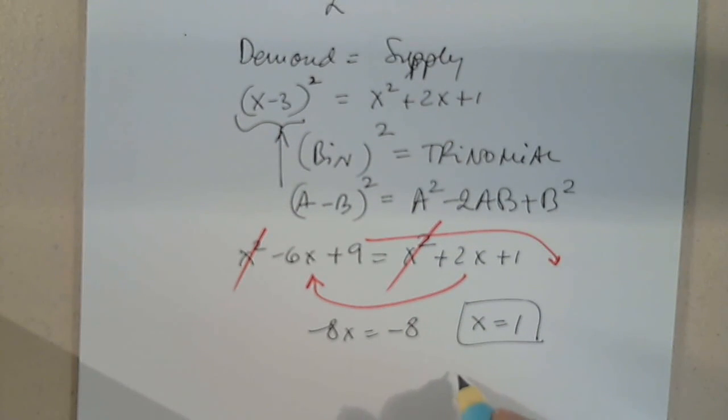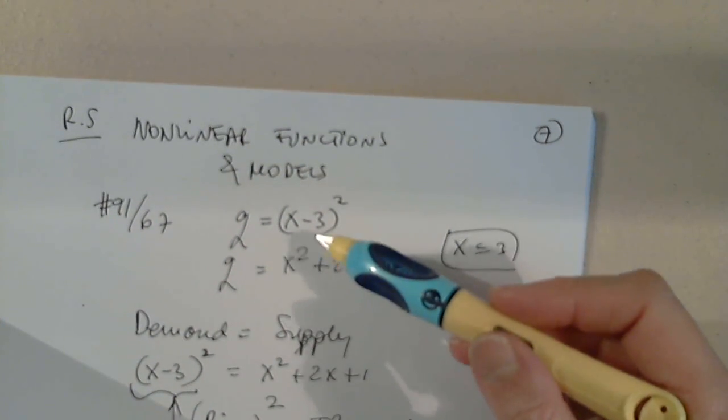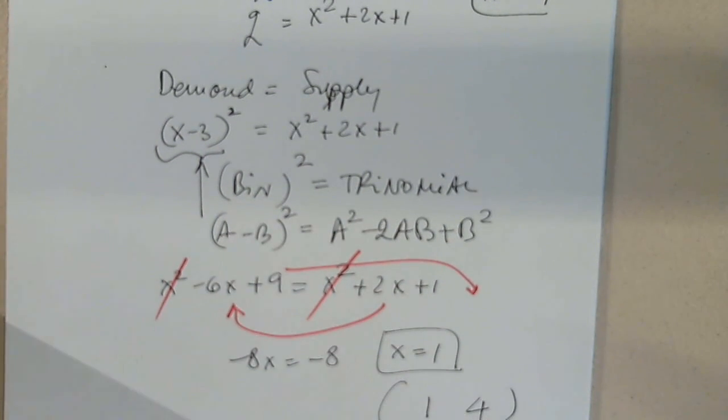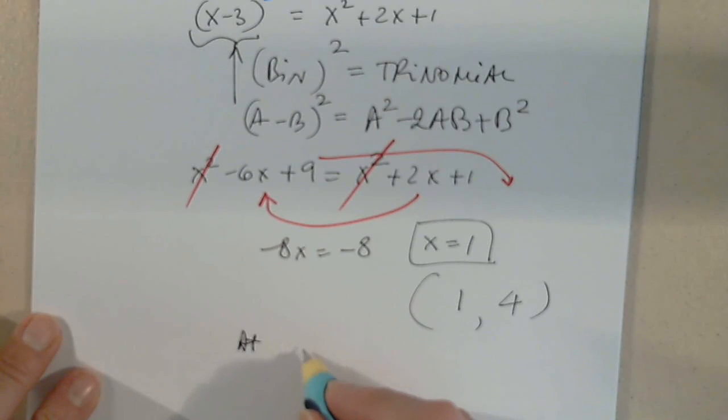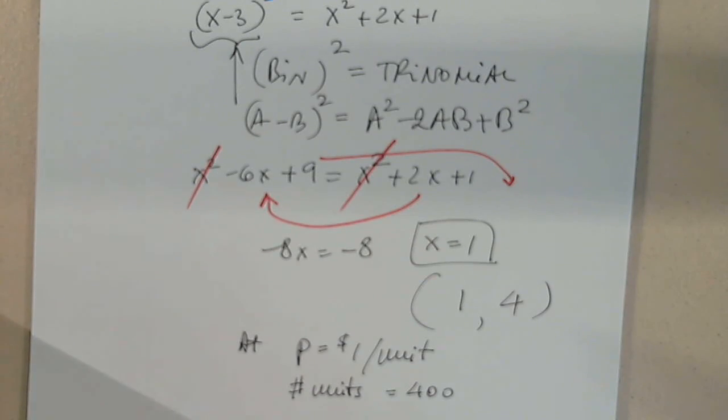The equilibrium point is a point, so when x is 1, I have to go back and plug 1 into either of these equations: 1 plus 2 plus 1. That is 4. So the price is $1 and the quantity in our example is 400. So at the price of $1 per unit, the number of units is 400. Thank you.